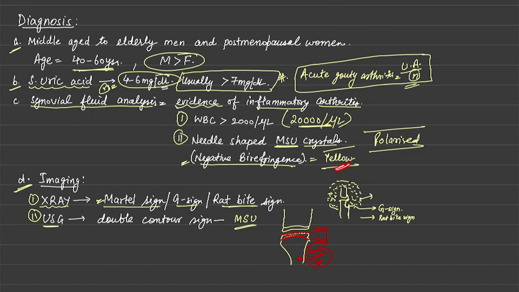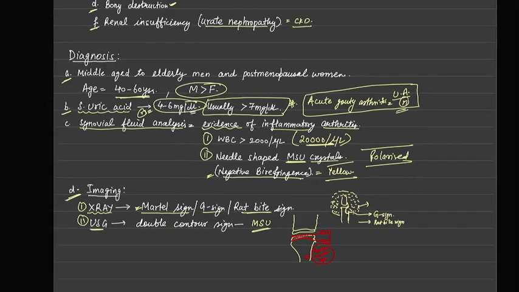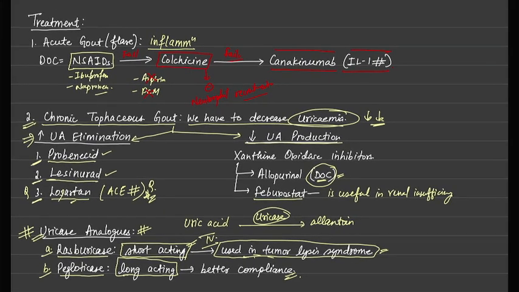Imaging, two modalities, two signs we have to remember. On X-ray, we will see Martel sign, G sign, and rat bite sign. On USG, we will see the double contour sign. I have already explained why you will see these two signs. Right. Treatment. Acute gout, there is inflammation. We have to give NSAIDs. If they fail, we have to give colchicine. If it fails, we have to give canakinumab.